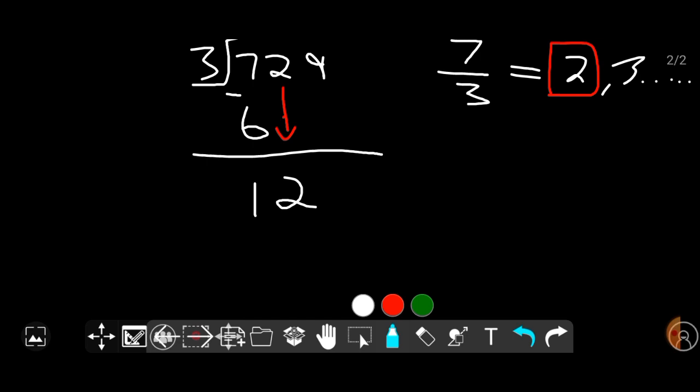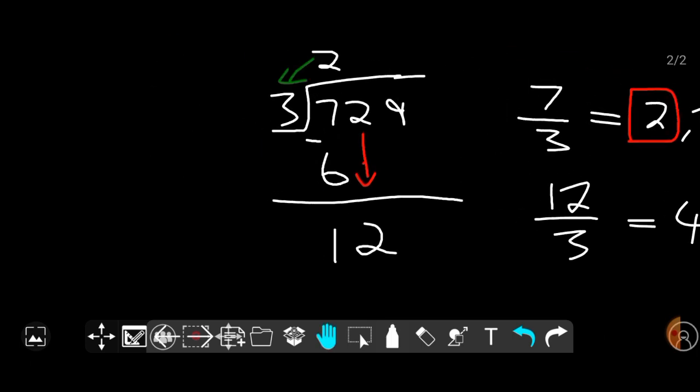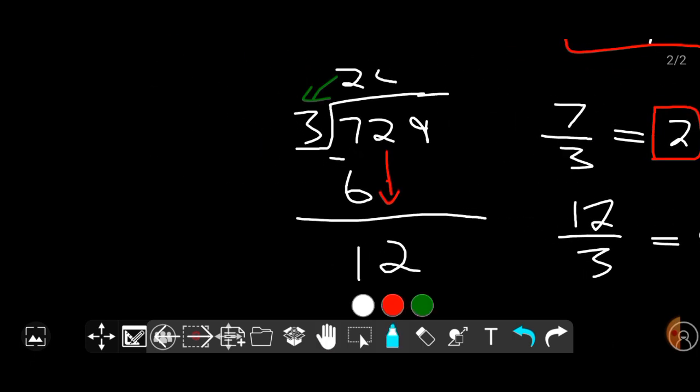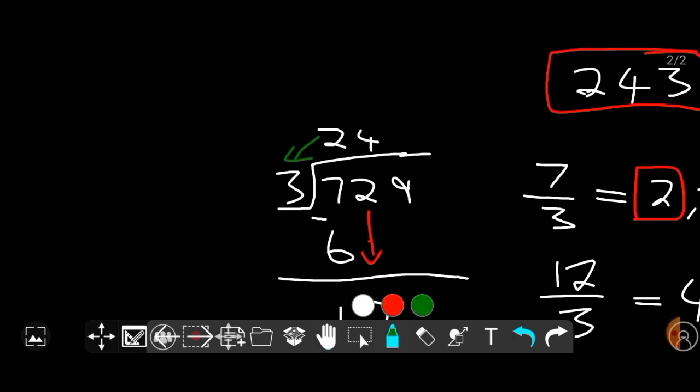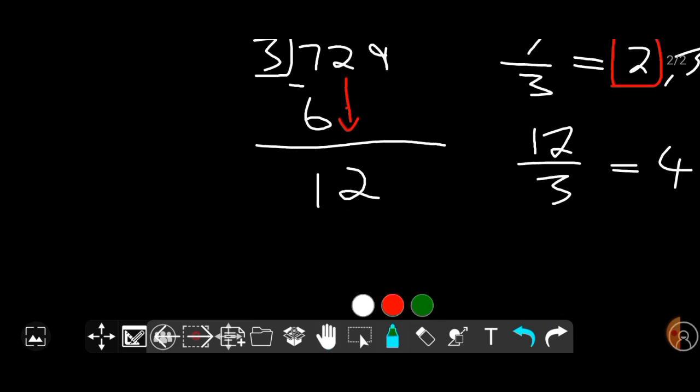Now let's divide again. 12, the new number, divided by the number which is 3. So now you say 12 divided by 3, and then it's going to give you 4. Then you take that 4 over there. Then whenever you have a number, you multiply. So you're going to say 4 multiplied by 3, and then you get 12. So that's where the 12 goes here.